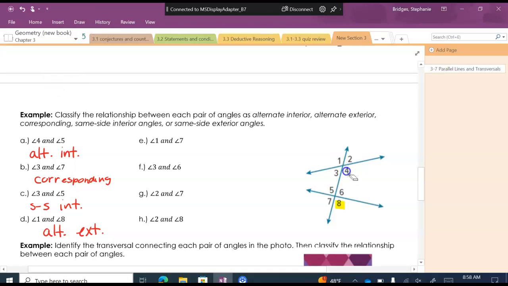Tell me what angle pairs each one of those are. E, F, G, and H. We're doing E, F, G, and H now.